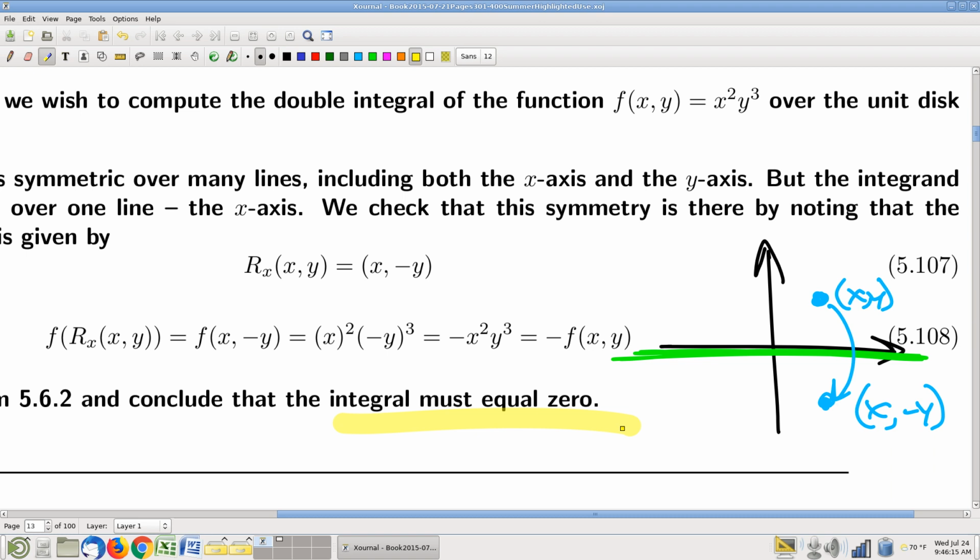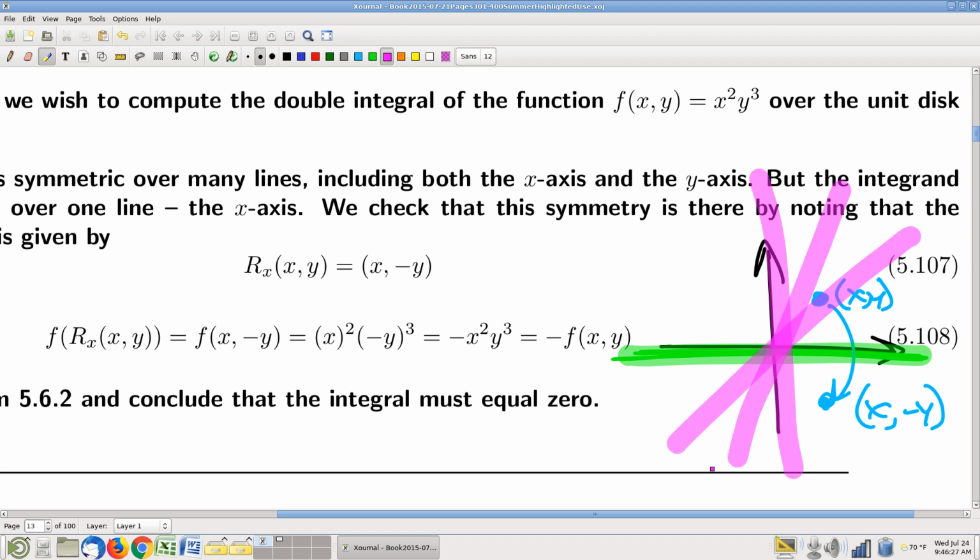Okay. So how did I choose? Where did I come up with this choice to use the x-axis? Why didn't I use, for example, the y-axis or the line y equals x or some other wacky line? All of these are symmetry lines for the domain. What made me pick this particular line, the x-axis? And let me reverse engineer the strategy here.